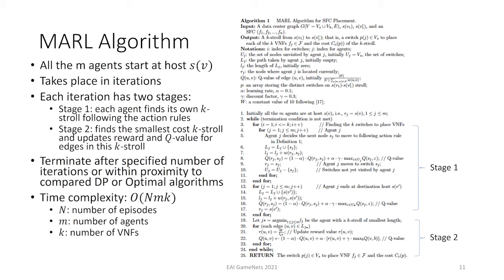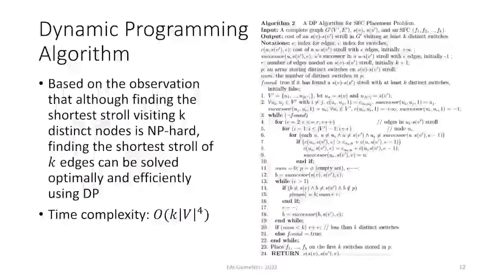Then we check if the termination condition is met, which is usually after a specified number of iterations or within proximity to path costs given by the DP or optimal algorithms. If the termination condition is met, then we finish the training and the algorithm. If it is not, then we will loop back and start another iteration. The time complexity of this algorithm is big O of n times m times k, where n is the number of episodes, m is the number of agents, and k is the number of VNFs.